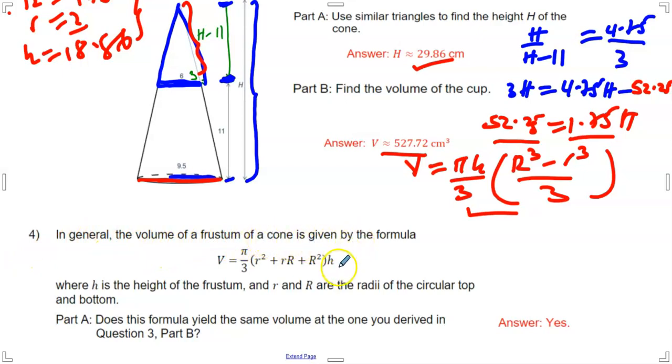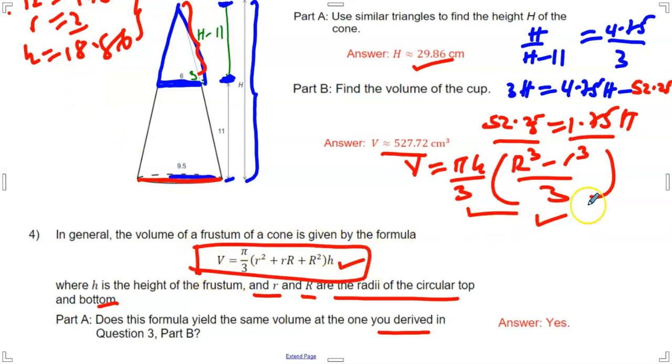And the last part of the question is that in general, the volume of a frustum of a cone is given by this formula, where h is the height of the frustum and r and big R are the radii of the circular top and bottom. Does this formula yield the same result as the one you derived? Yes, it does. When you put in these values, you'll see that you get the same result.